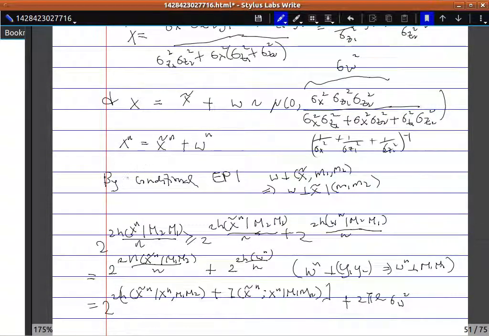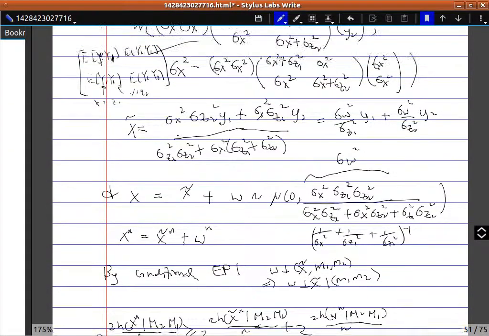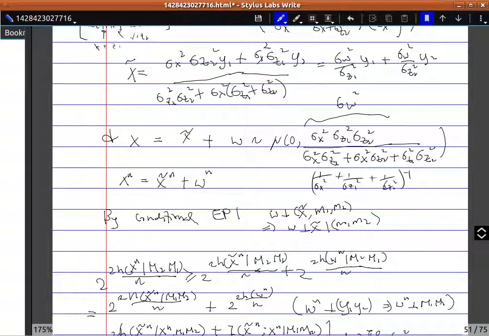So therefore, we have basically x tilde independent of w, but of course, w is also independent of y1 and y2, and therefore also of the function of y1 and y2, that's m1 and m2. So therefore, w is independent of these three terms. And as we did before, if we have w independent of these three terms, we can write it as w is conditionally independent of x tilde given m1, m2.